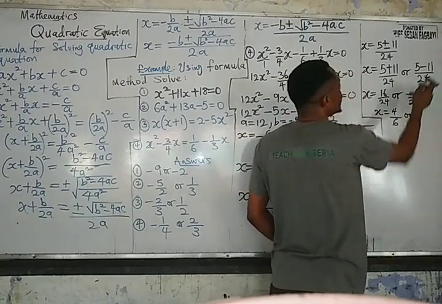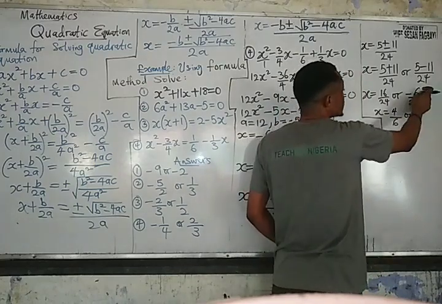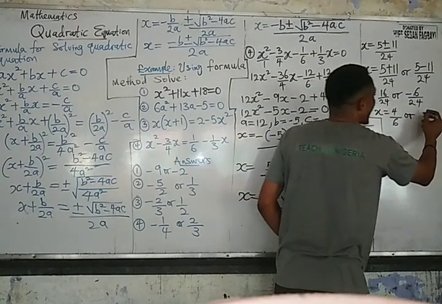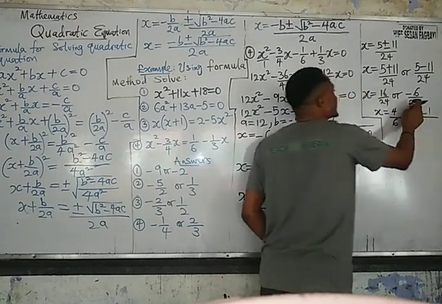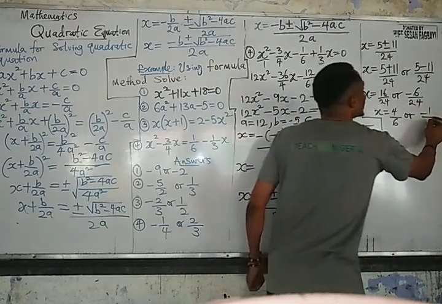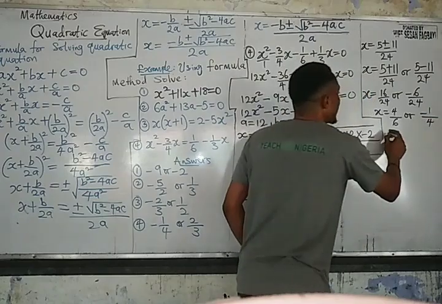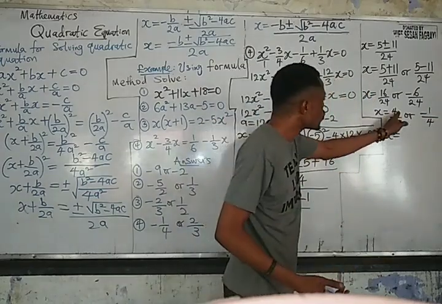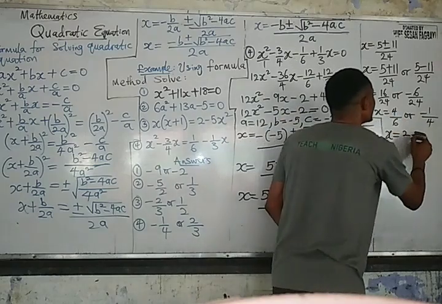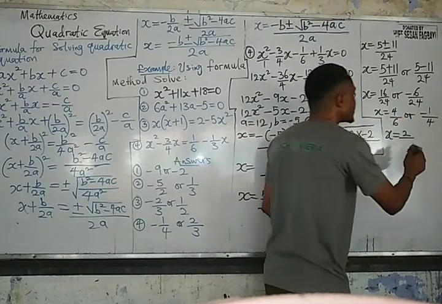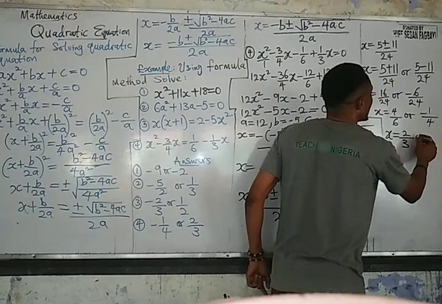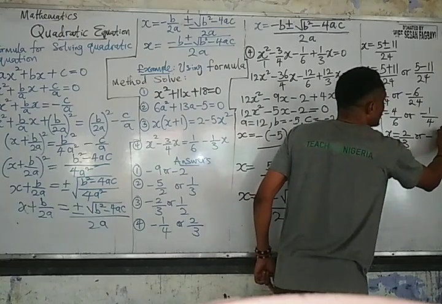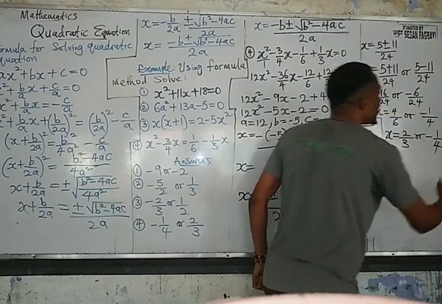Or x should give us 6 goes in 6, 1. And 6 in 24, it goes 4 times. We can't leave it this way. We can still move a little bit further. 2 goes in 4, 2. And 2 in 6, we have 3. Or x to give us minus 1 all over 4.